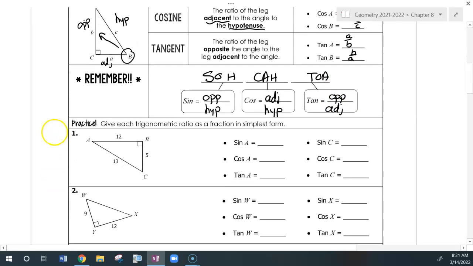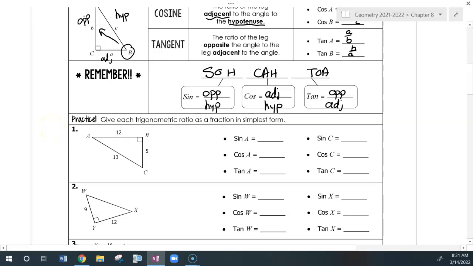Okay, so now we're going to do some practice just writing these ratios. Now, all you have to do is write the ratio. Don't do anything else, just write the ratio. I'm going with the sine of A.